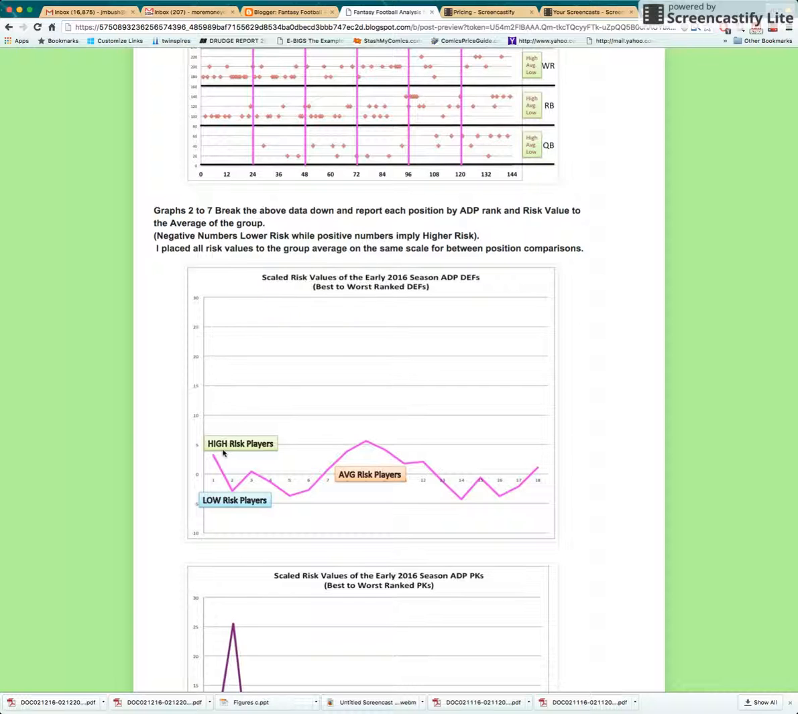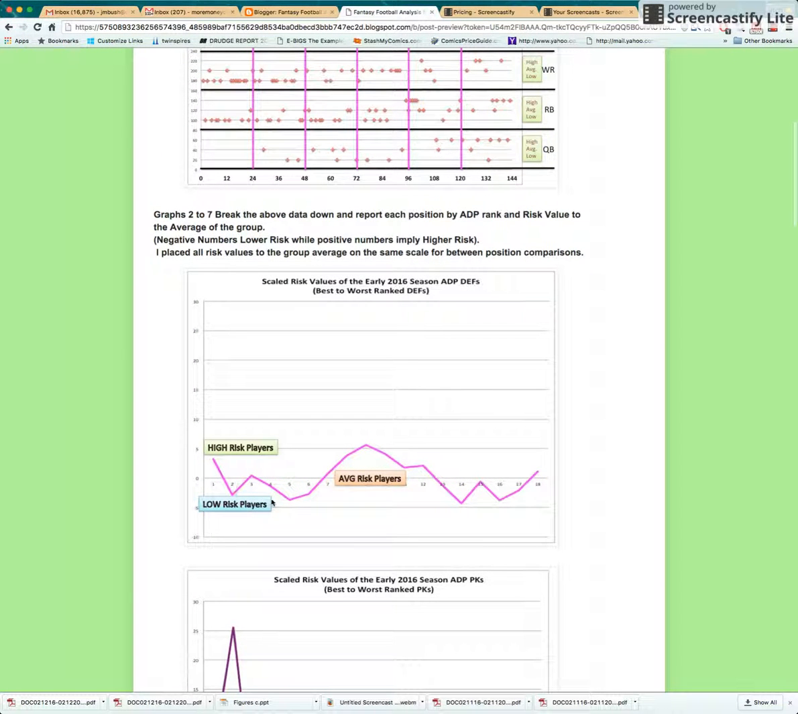So if a number is positive, that means they tend to be higher than average. If a number is lower than the average, then they're low risk. And if they're close to the risk average, that would be average risk. That's why I've got these annotations here of high, low, and average. And then you see the dots there, but the symbols mean 1 through 18. So for the defenses, we only rank the 18. And so you can kind of get a feel for the patterns here.